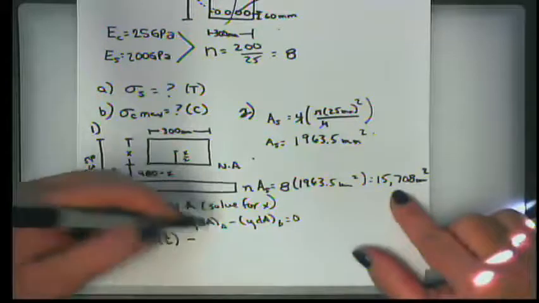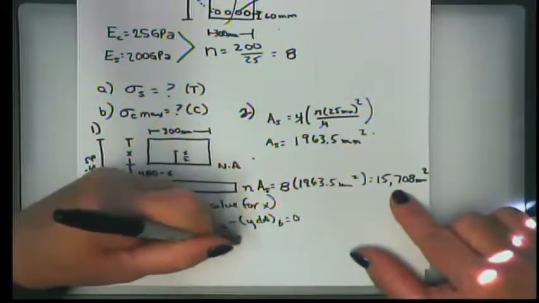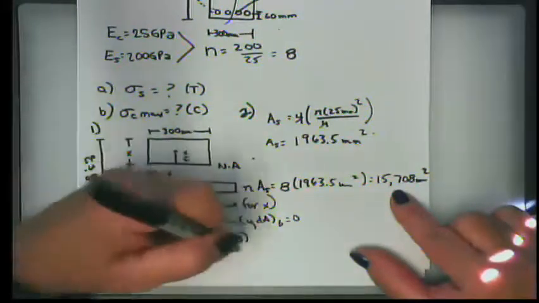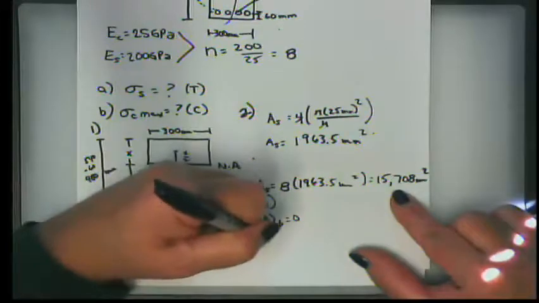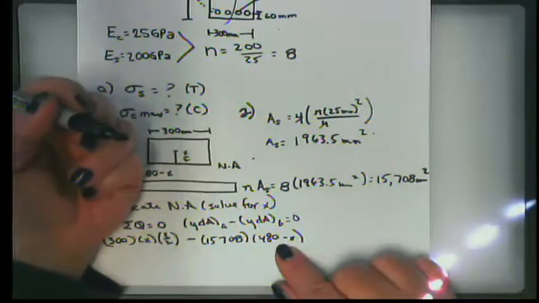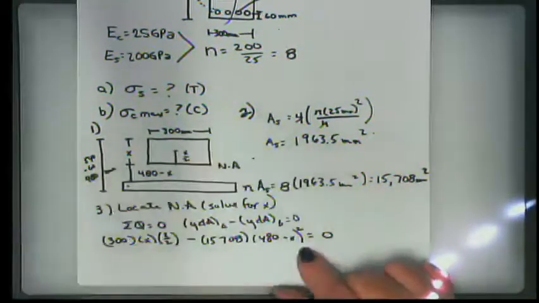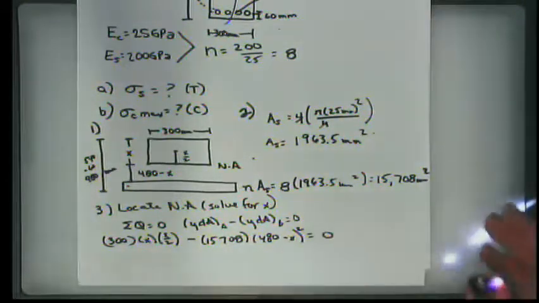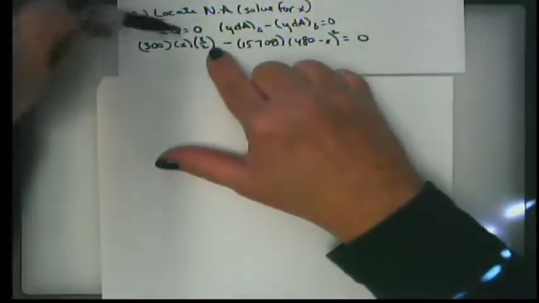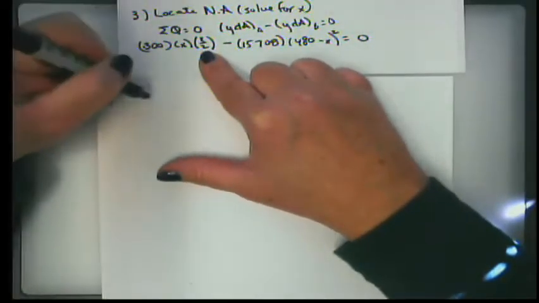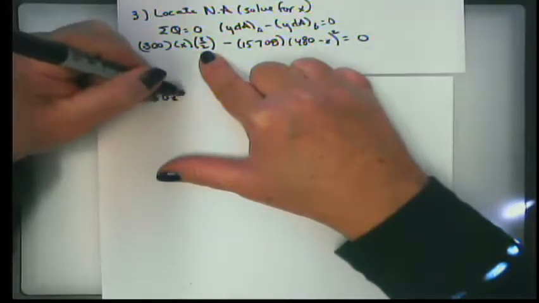transformed area, which is 15,708 times the distance from here to here squared, which is 480 minus x, and that quantity is squared, and this equals 0. Now the one thing that you may see about this, it's going to break down into a quadratic equation, but we'll go ahead and work it out. Here we have 300 divided by 2 times x squared, so that's 150 x squared.